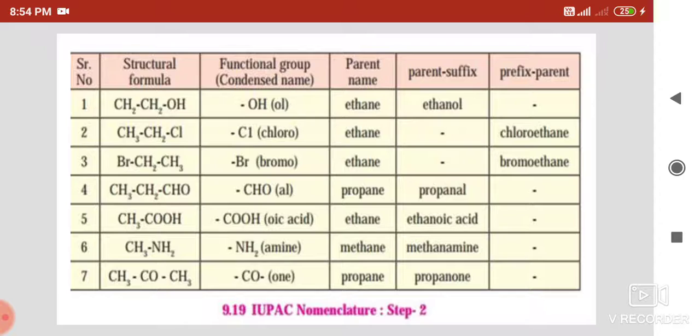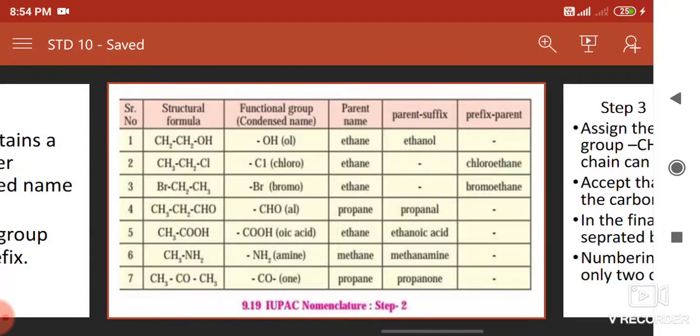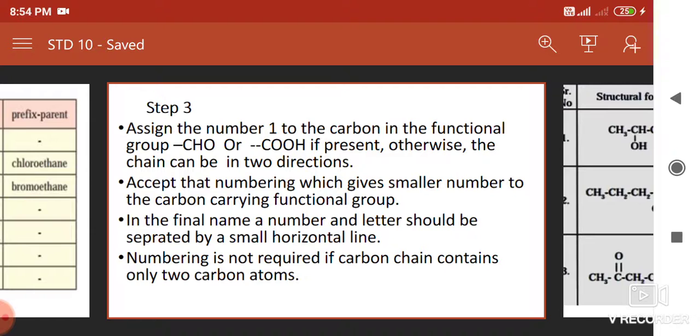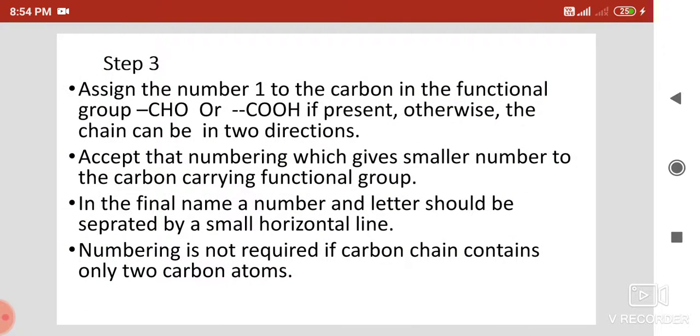Similarly in CH3NH2, here NH2 is the functional group, it is amine, so it is methanamine. Methane, that is E is replaced by amine, that is methanamine. The next, the seventh compound, has the structural formula CH3COCH3. Here there are three carbon atoms, so the parent name is propane, and because of CO, the ketone group, it is called ONE. It is called propanone. Like this, we can write the IUPAC names of straight chain compounds which contain a functional group.